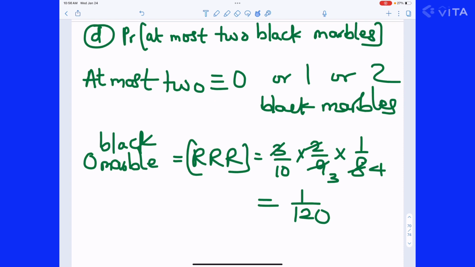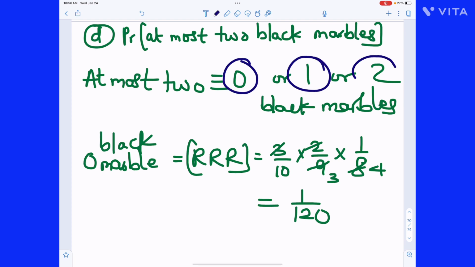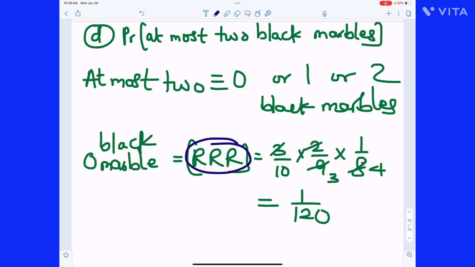At most 2 means not more than 2. That's 0, 1, or 2. Probability of choosing 0 black marbles means choosing red all throughout. That's the probability of choosing red throughout. Red, red, red. So you compute that. 3 over 10 times 2 over 9 times what?